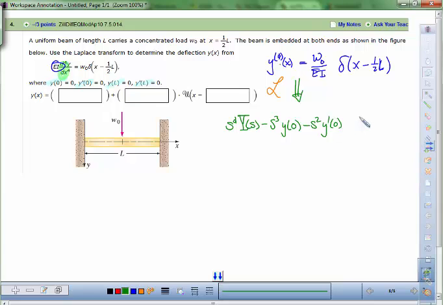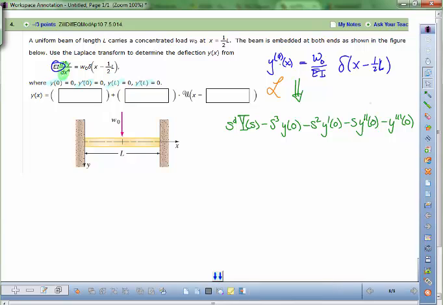then minus s to the first power times y double prime evaluated at 0, and then minus y triple prime evaluated at 0. I'll buy that. So this is the whole left-hand side. That's the derivative. I need more room, so I'm going to move it a little bit.